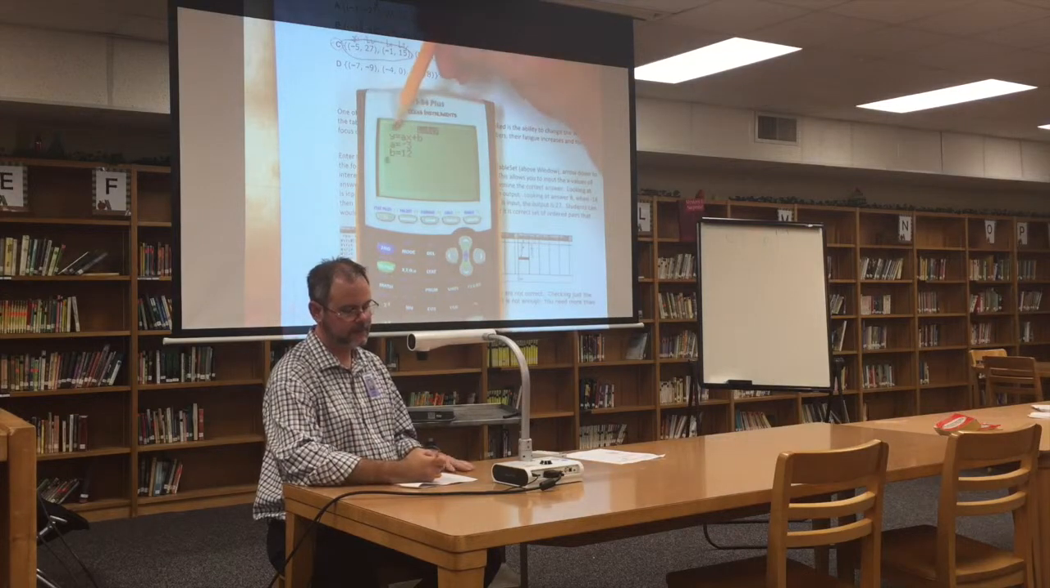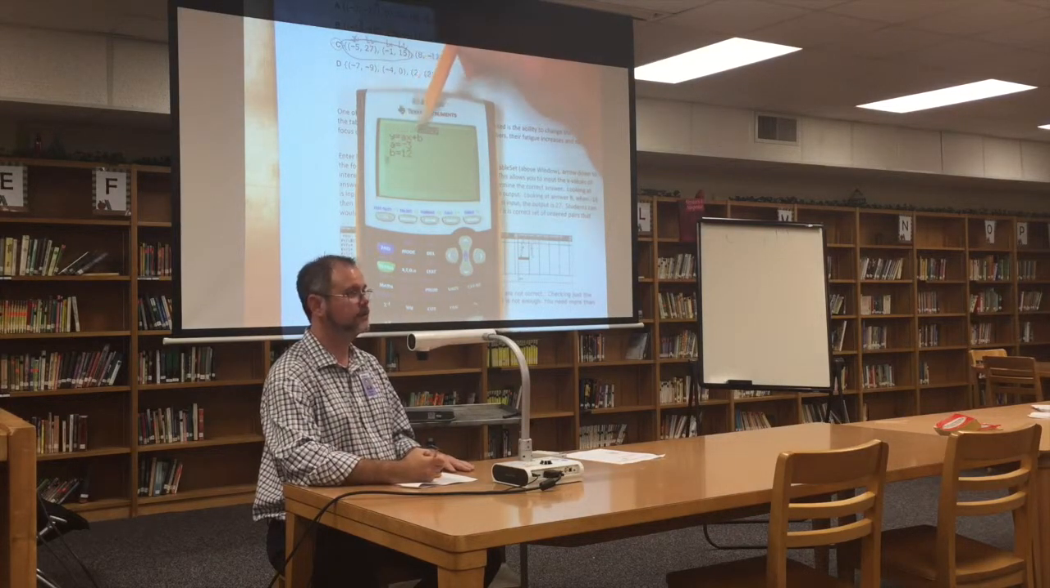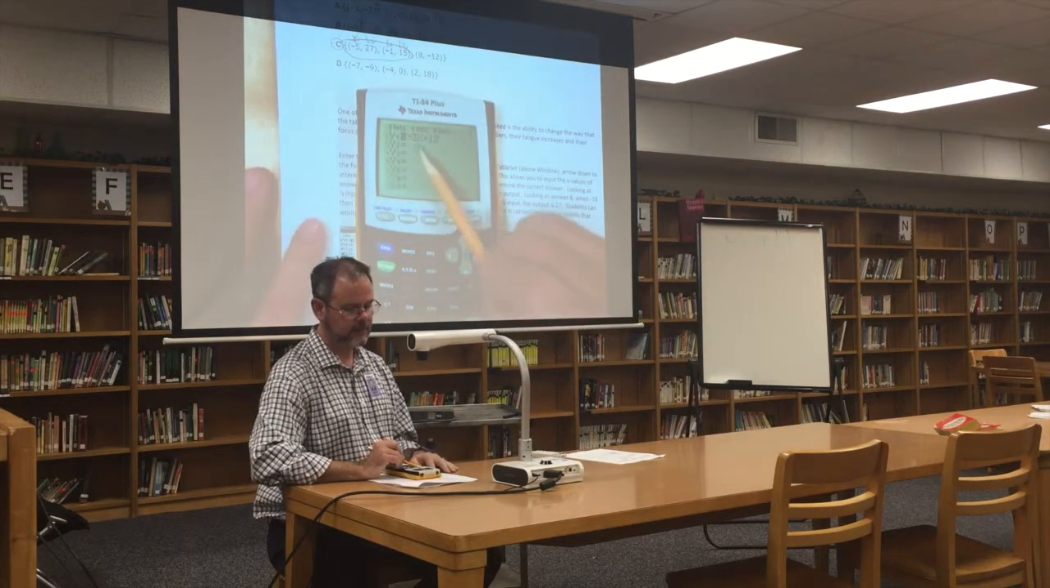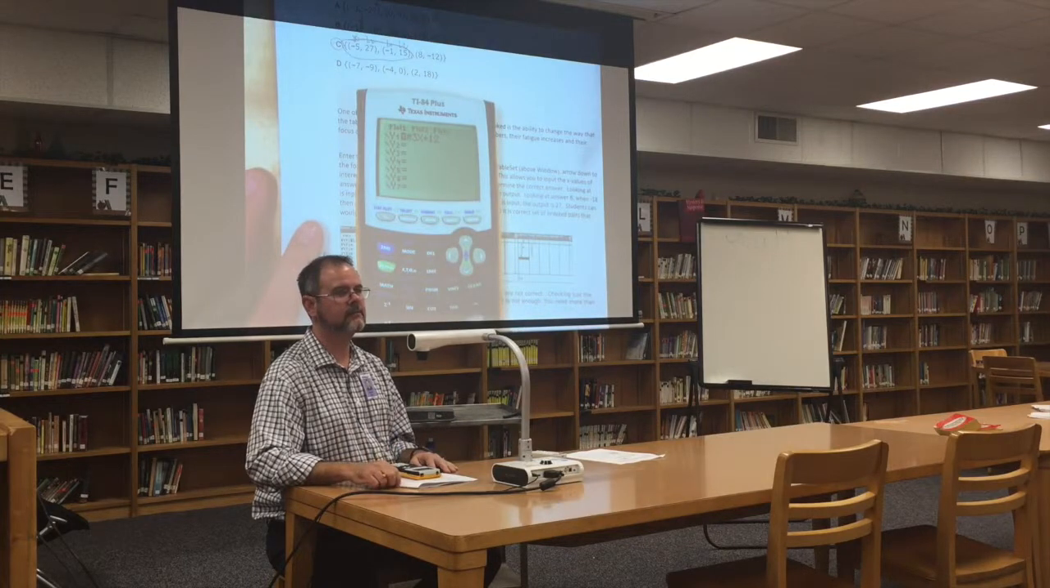If y'all remember, this is my slope-intercept form, y equals mx plus b, because m is my slope, b is my y-intercept. But if I hit y equals, the equation now has been put in for me.